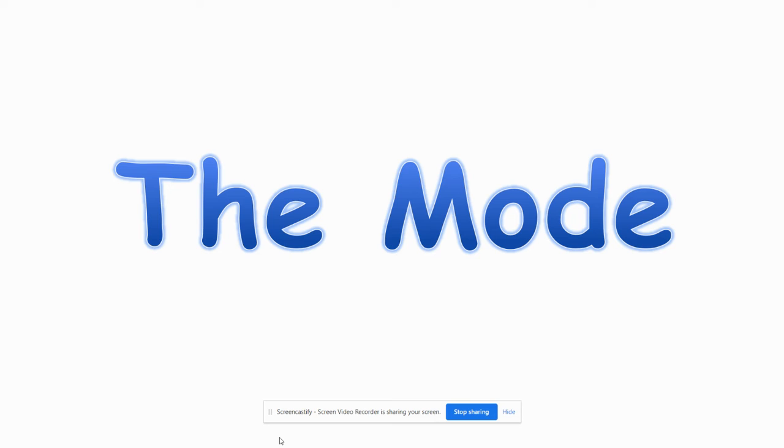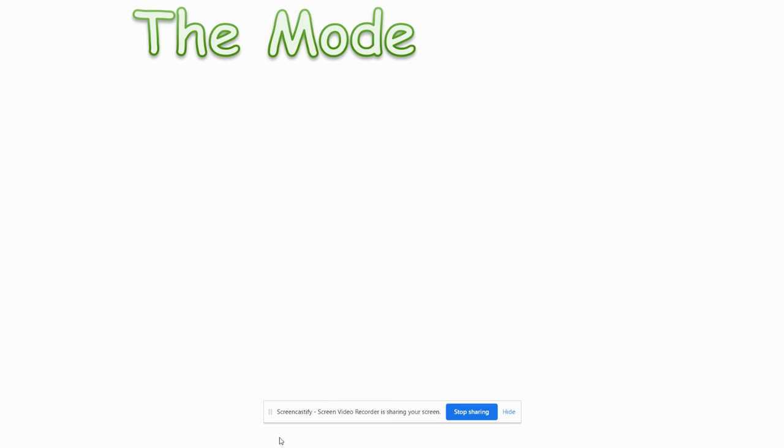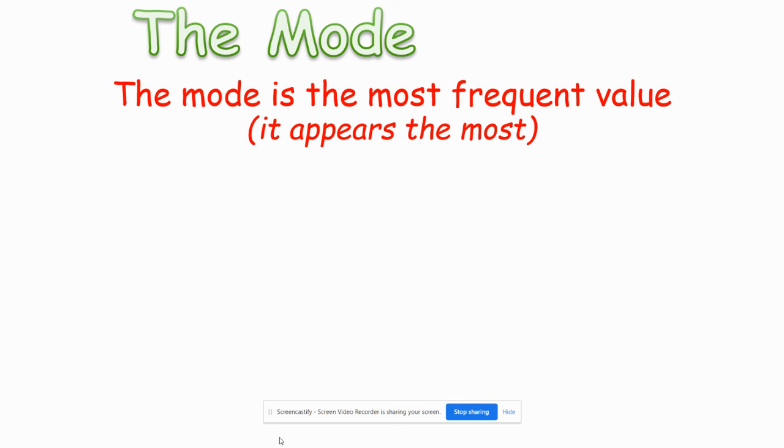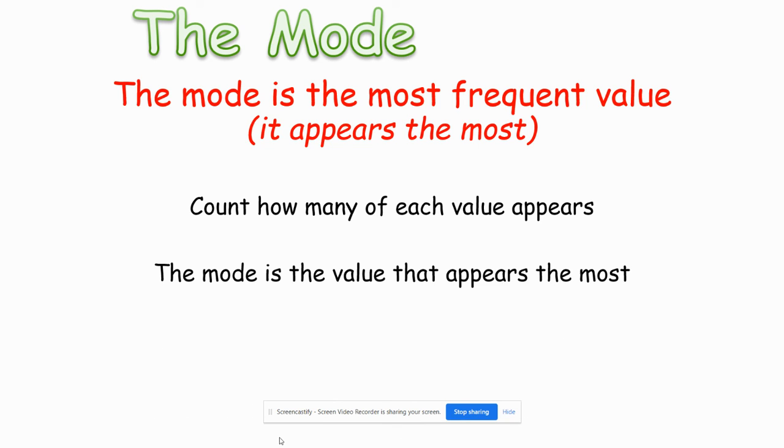All right, now we're going to look at the mode. Now, the way I see the mode is that the mode comes from the word model, okay? And the models always show clothes that are very fashionable and that are being worn a lot at the moment. So the most popular clothes. So the mode is the most popular number. So mode is the most frequent value and it appears the most. So write that down as well. Count how many of the value appears.